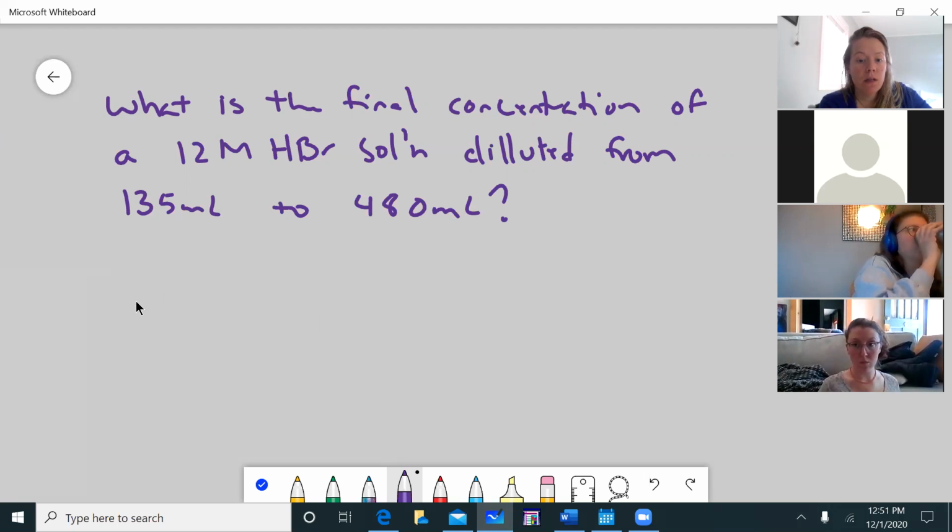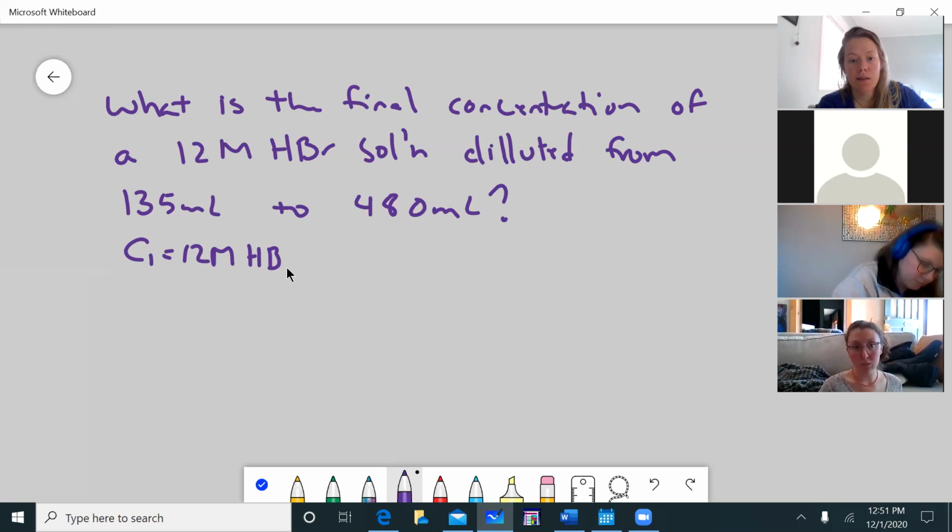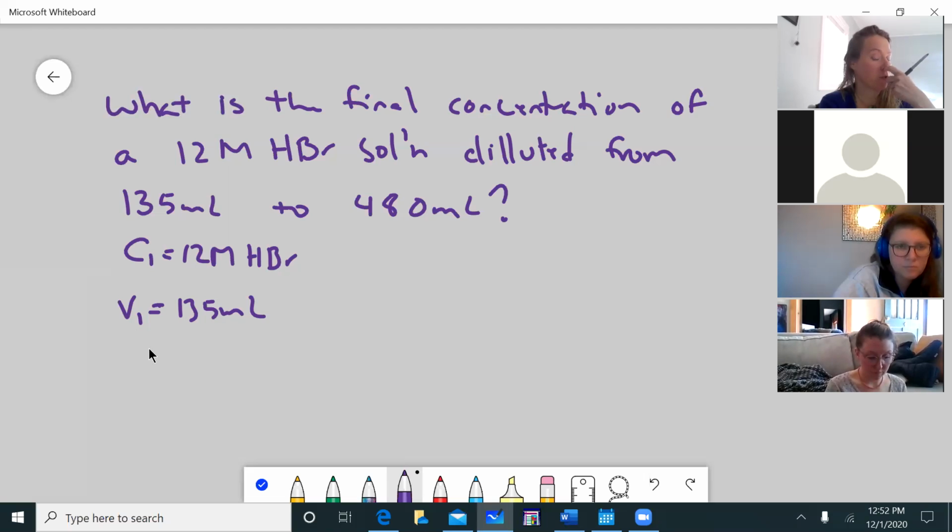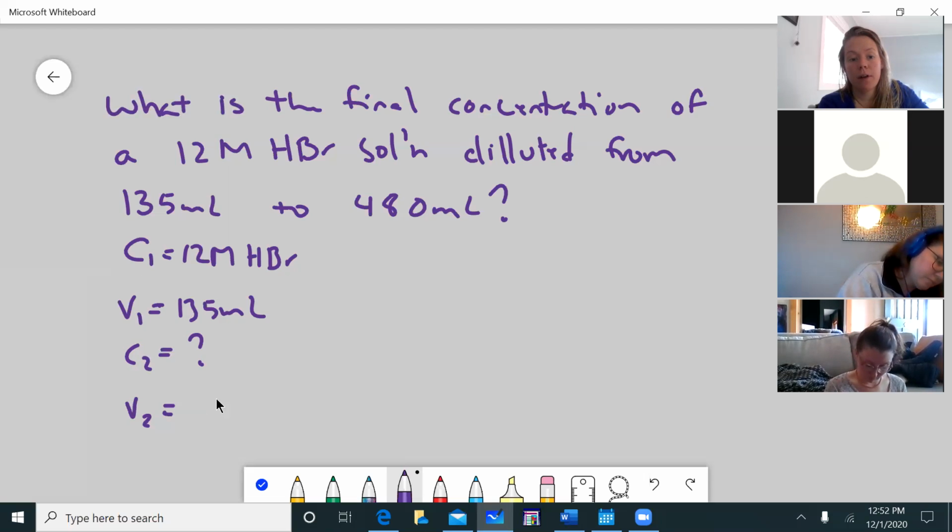Okay, so in this one, we know our initial concentration, our C1, is equal to 12 molar HBr. It doesn't really matter that it's HBr, but I'll put it in there anyway. Our initial volume is the 135 milliliters. So your initial concentration will always be higher. Your initial volume will always be lower. The opposite is true for the final: your final concentration, which in this case we don't know, we've made a random solution here, should always be lower and your final volume should be greater. So our final volume here, we said we diluted it to 480 milliliters.